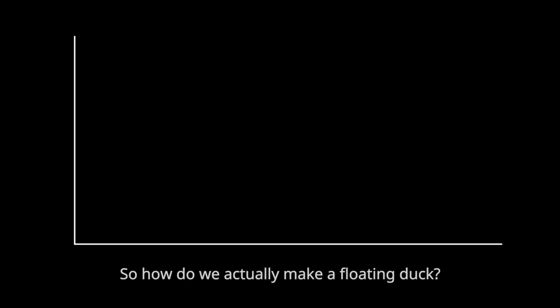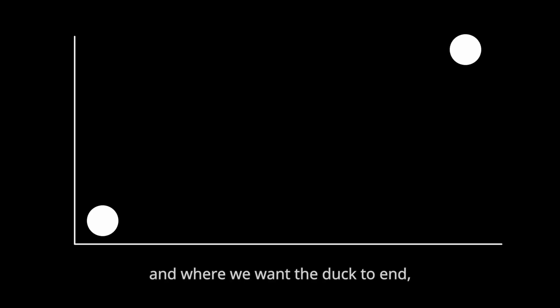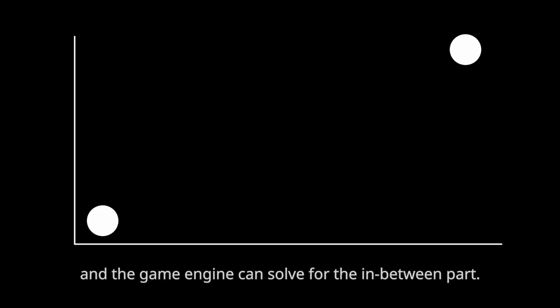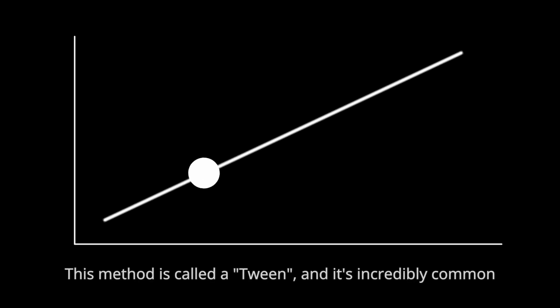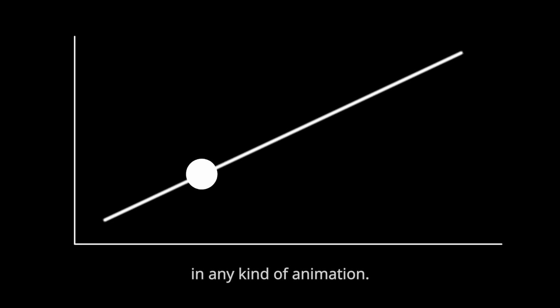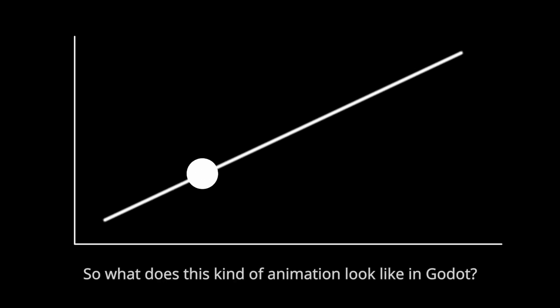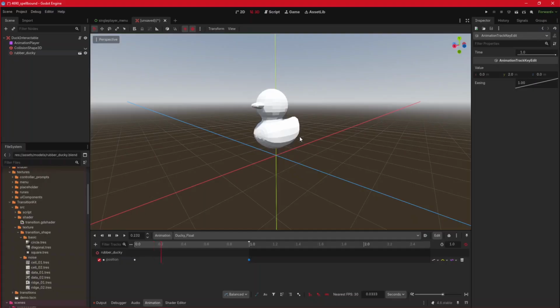So, how do we actually make a floating duck? We tell the game engine where we want the duck to start and where we want the duck to end, and the game engine can solve for the in-between part. This method is called a tween, and it's incredibly common in any kind of animation. So what does this kind of animation look like in Godot?